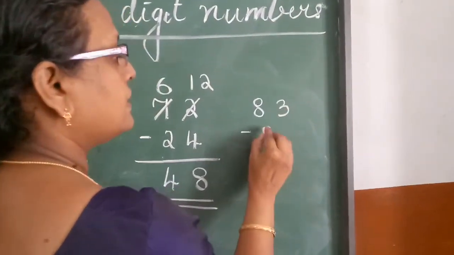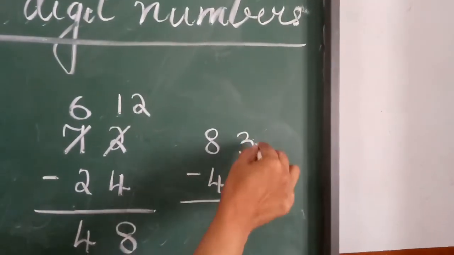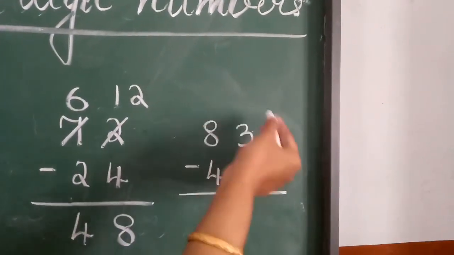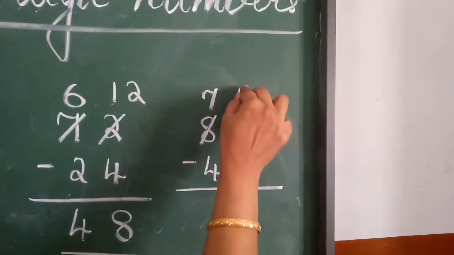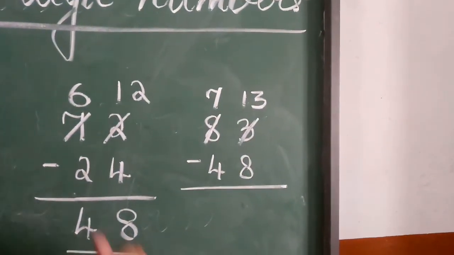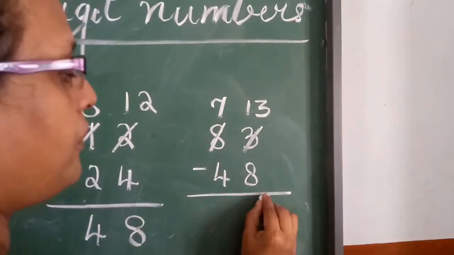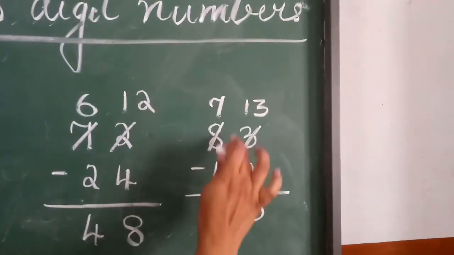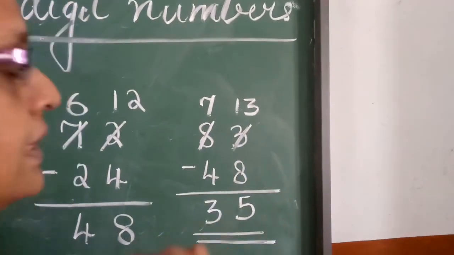83 minus 48. Here also 3 is less than 8. So take 1 from 8. Here 8 becomes 7 and this becomes 13. 13 minus 8 equals, after 8, 9, 10, 11, 12, 13, that means 5. Then 7 minus 4 equals 3. So the answer is 35.